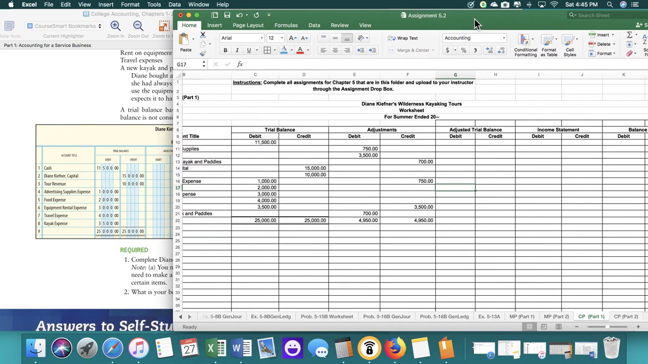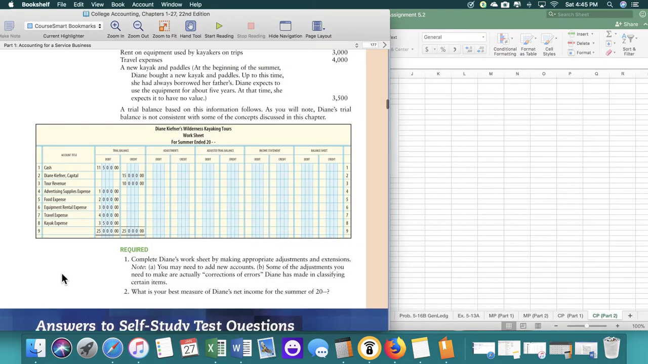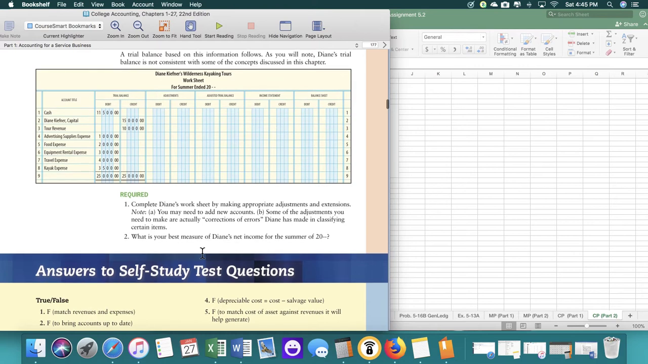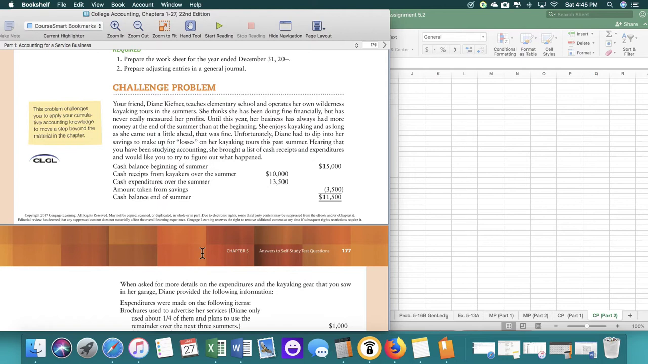And then the second part of the problem. Diane believes that she lost money. She thinks that she's been doing fine, but has never really measured her profits. She's always had more money at the end of the summer than the beginning. She had to dip into her savings to make up for the losses that she thought. So she thought she had lost $3,500 since she had to take it from her savings account.